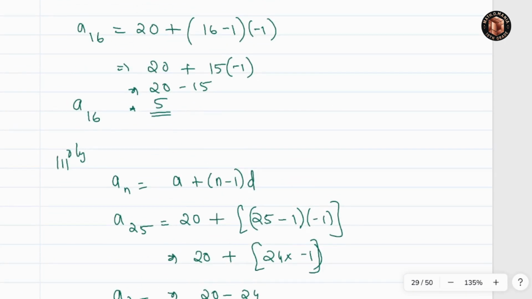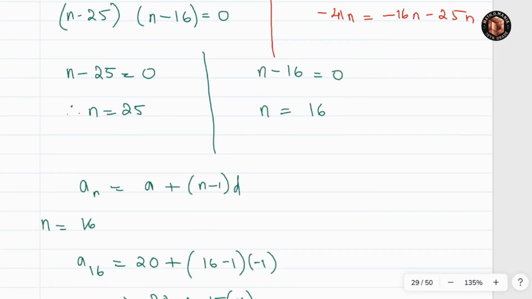Therefore our answer is: our n, the number of rows, is 16. So when the logs are arranged in 16 rows, in the top row we will get 5 logs, and the total is 200 logs. Clear?